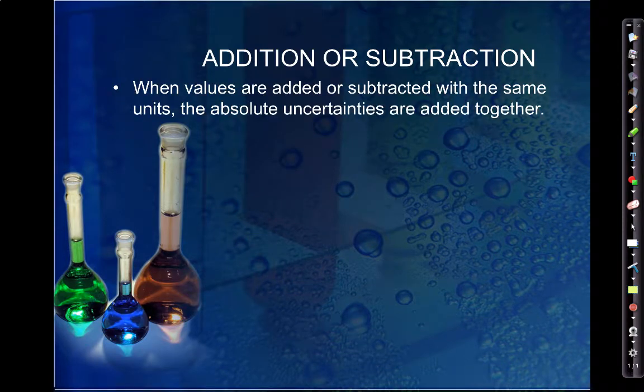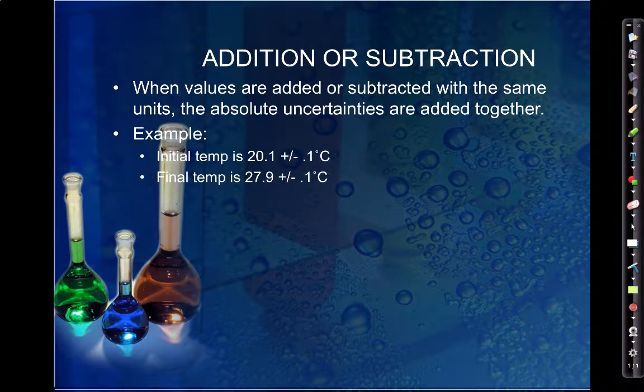Okay, so with addition and subtraction, it's pretty simple. You're going to actually just add the uncertainties together. So let's say that we're going to be taking the difference in temperature. We know that the uncertainty for the initial temperature is 0.1. The final temperature, the uncertainty is also 0.1. So if I were to take the difference between these two values, the uncertainty of that change in temperature is actually going to be 0.2. We have to just simply add them together.